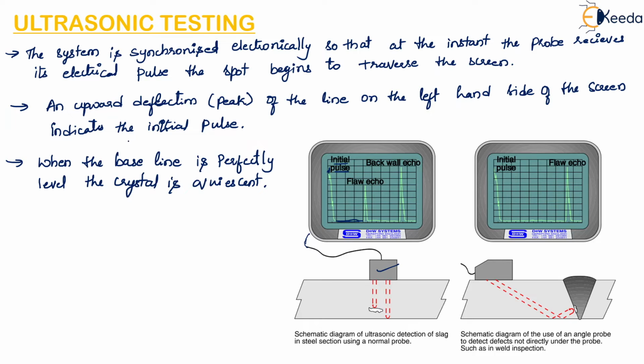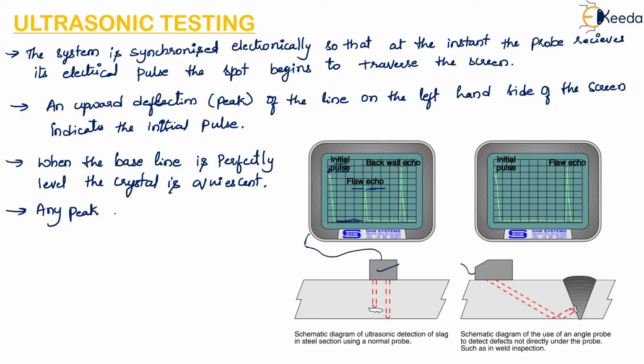So any peaks to the right of the initial pulse indicate that the crystal has received an incoming pulse reflected from one or more interfaces in the material. We can see there are peaks reflected back from the probe. That indicates there is a flaw, or an interface, or some discontinuity in the component.